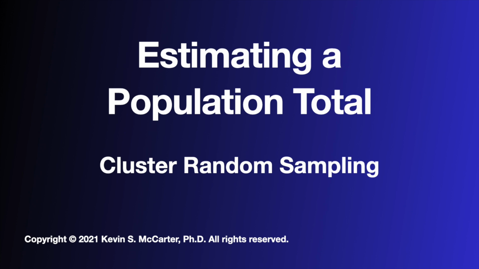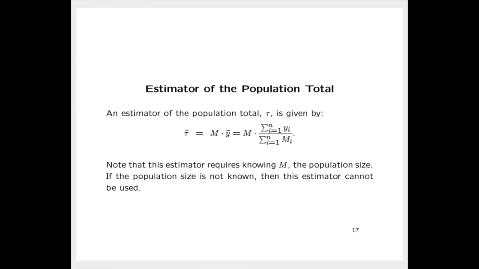In this next section, we look at how to perform inferences about a population total using cluster random sampling. One estimator of the population total, tau, is given by tau hat equal to cap M times y bar, where y bar is equal to the sum of the y values divided by the sum of the m sub i values in the sample. This estimator requires knowing cap M, which you'll remember is the population size. So if the population size is not known, then this particular estimator cannot be used. But if it is known, we can use this.